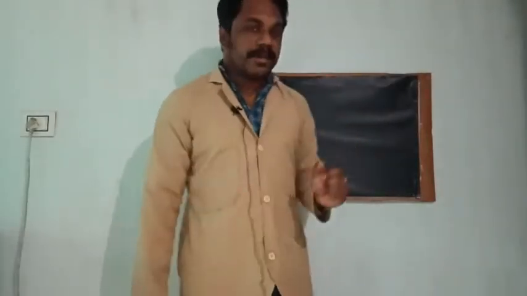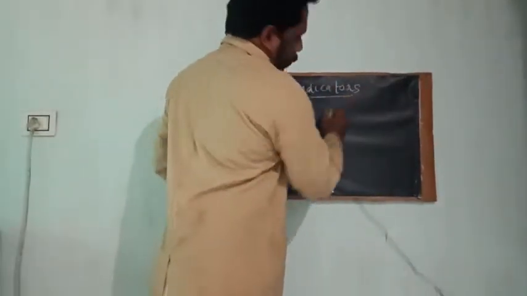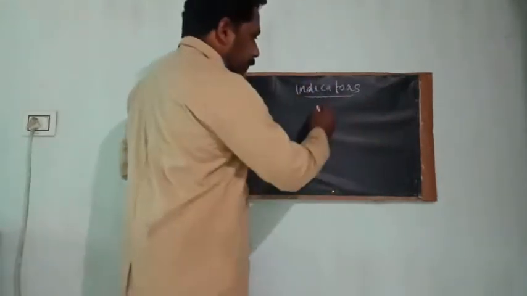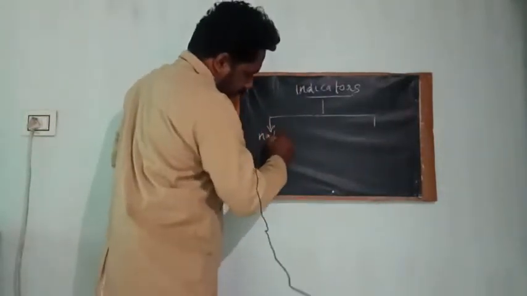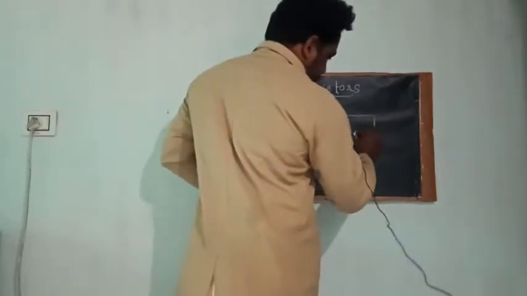Good morning, students. In our last class, we had been discussing indicators, right? What is an indicator? Indicators are the special substances which are used to test whether a substance is acid or base. Am I right? Okay. Please understand there are two types of indicators. First one is natural indicators, and second one is artificial or synthetic.